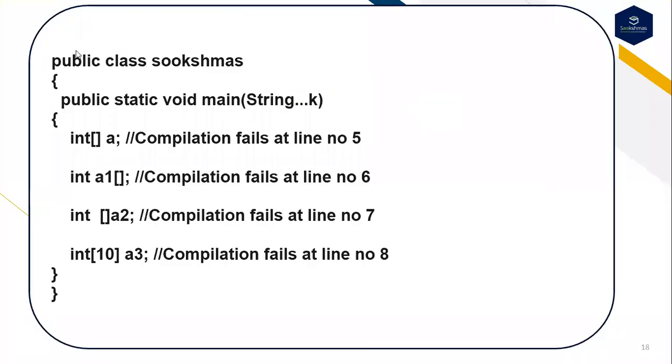This is the fourth question, guys. Public class Sukshma, public static void main. This is completely array implementation. I am just checking the declaration of an array in the Java language. So int followed by a, compilation fails at line number 5, or I'm checking compilation fails at line number 6 or line number 7 or line number 8. I'm just asking you which one is a valid declaration in the Java language.